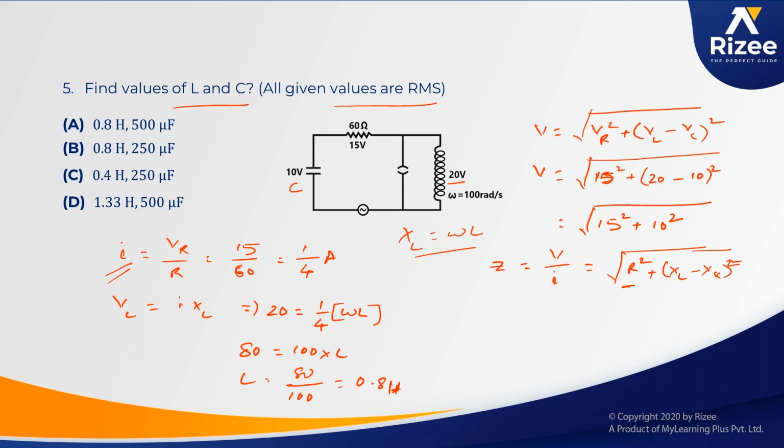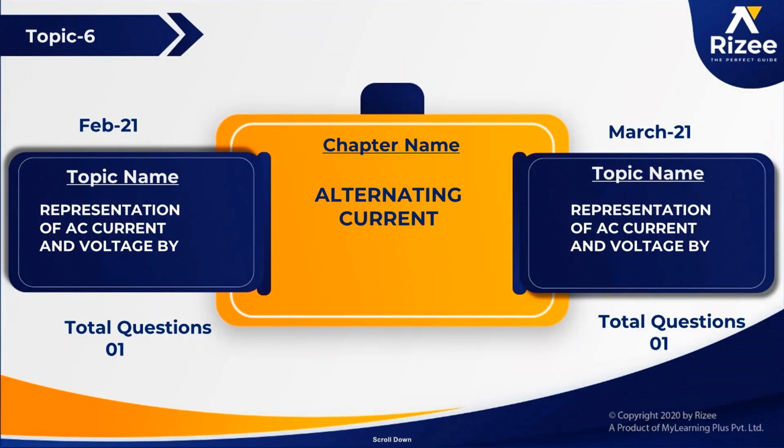And from this one, if you determine the value of XC, XC is equal to 1 by omega C. From this one you can find the value of C, and that will come out to be somewhere around 500 microfarad. So this type of question, very good. It's a little bit lengthy, but easy, so don't leave these types of questions, please. Next, coming to the next topic, topic 6.